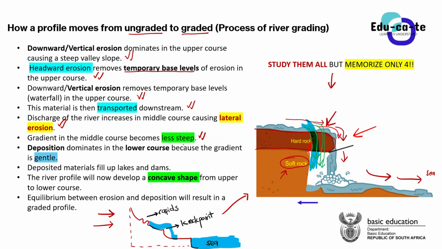Okay, we are done with the upper course and the middle course. We already explained that headward erosion dominates at the upper course, eroding the waterfalls and all the temporary base levels of erosion. We also have deposition happening at the lower course. At the lower course of the river, deposition dominates because the gradient is gentle. So there is increased deposition at the lower course because the gradient is gentle.